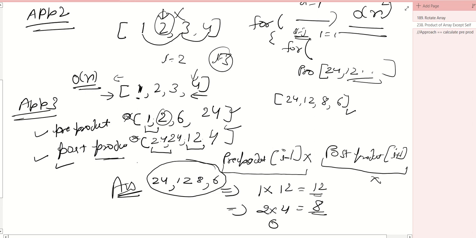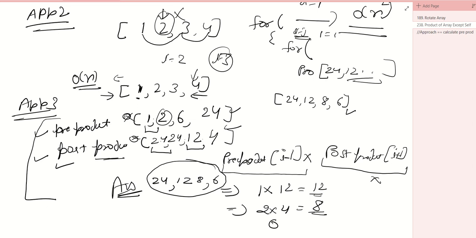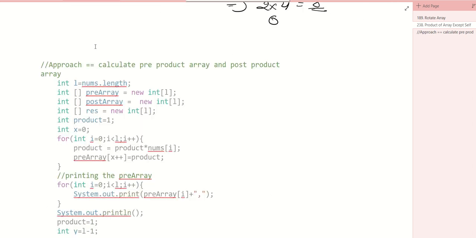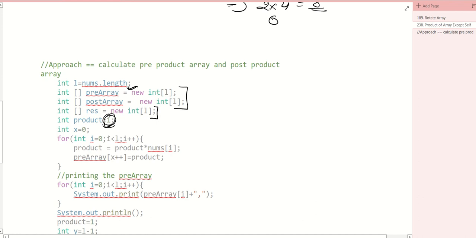Okay, so let's see it in code. I'm going to use the same approach in coding as well. I have pasted the code from LeetCode. So this is the code basically. Let's try to understand this code. Here I am calculating the length first, and then these are the two arrays which I discussed, pre and post, that we are creating, and then this is the result array that we are going to create. The product we just declare as one initially.